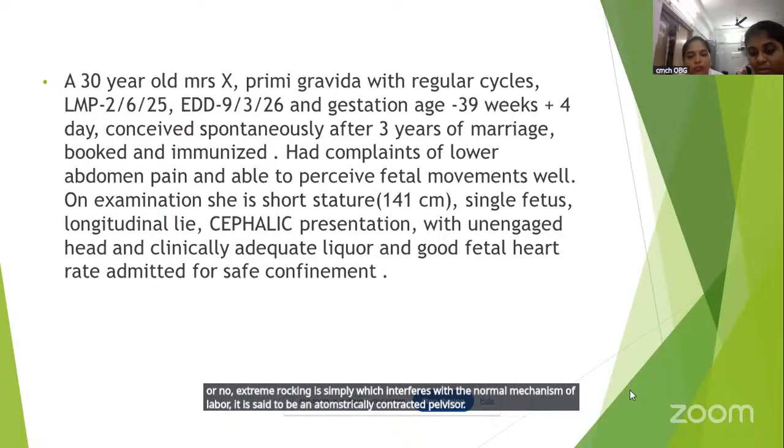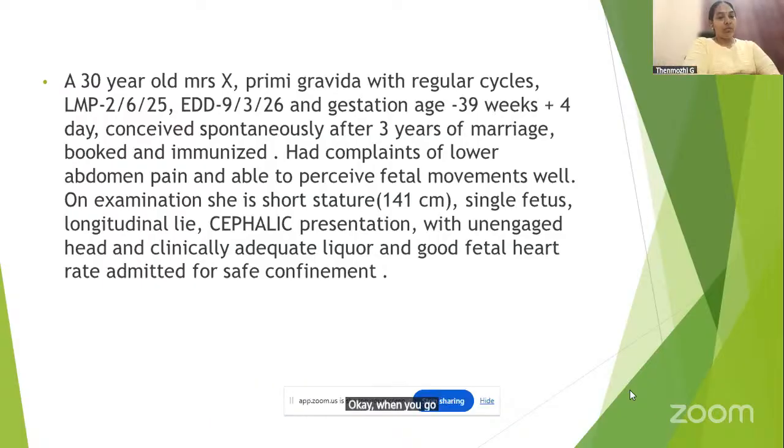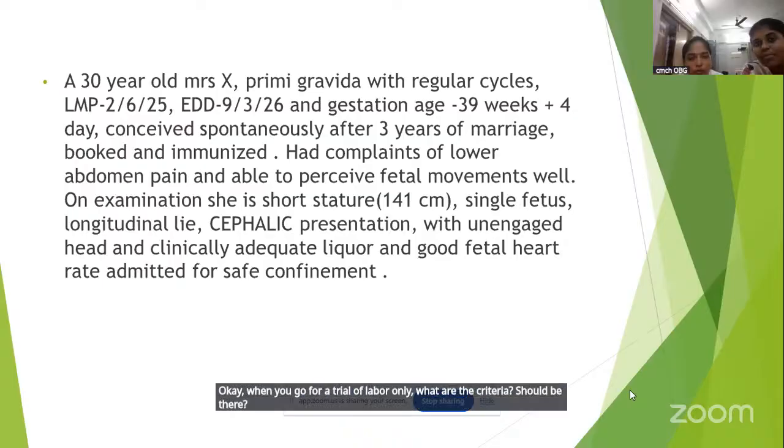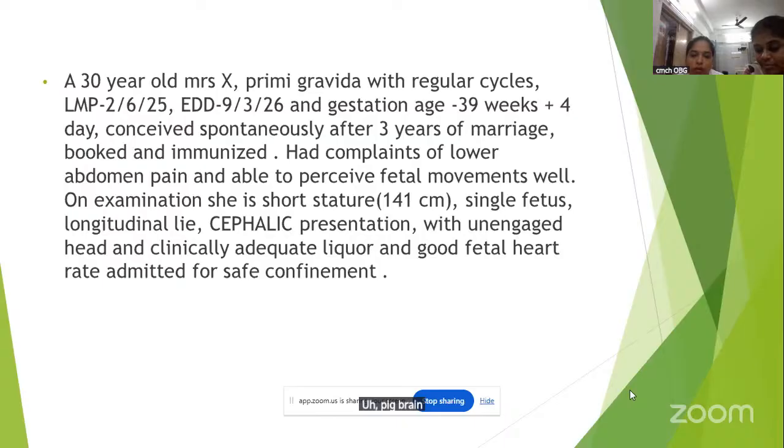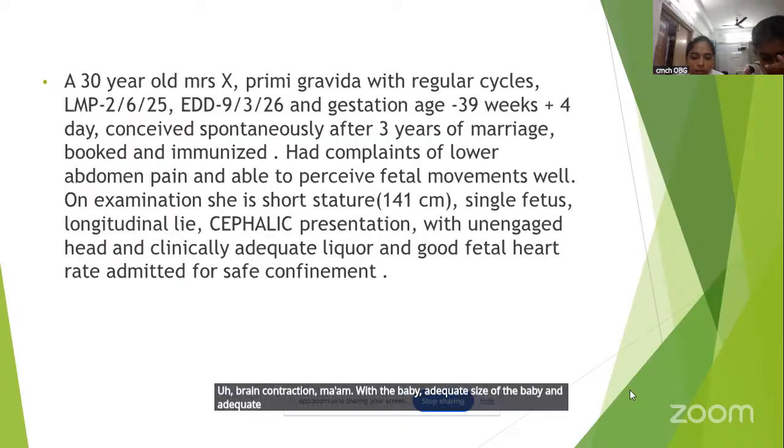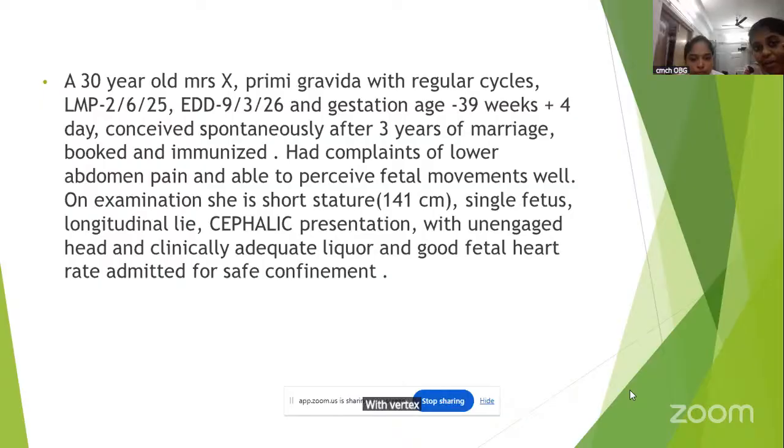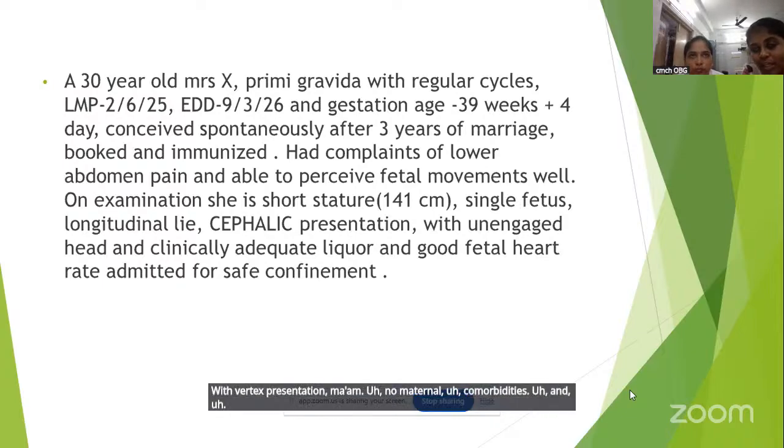Okay, when you go for a trial of labor, what criteria should be there? Uterine contractions, adequate size of the baby and adequate liquor, vertex presentation, no maternal comorbidities. There can be a borderline CPD at the level of inlet, ma'am, but there should not be any contraction at the level of mid cavity and outlet.